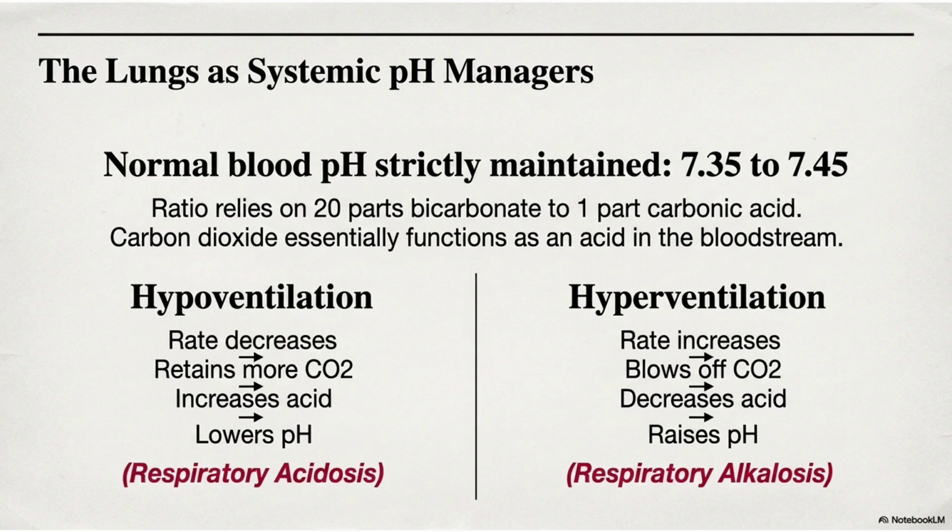Hyperventilation blows off too much CO2. You're ventilating way too much. You're blowing off a lot more CO2, and this decreases the acid, raising the pH, and this is your respiratory alkalosis.